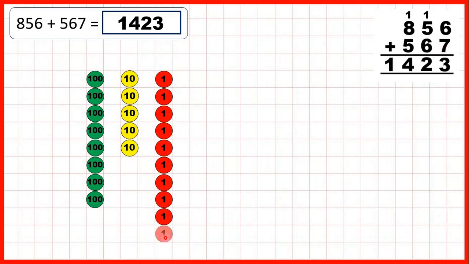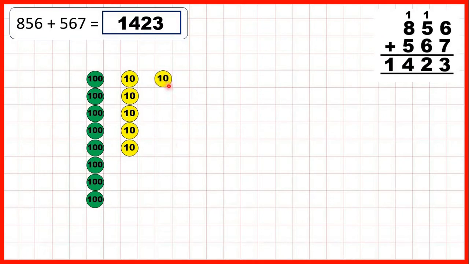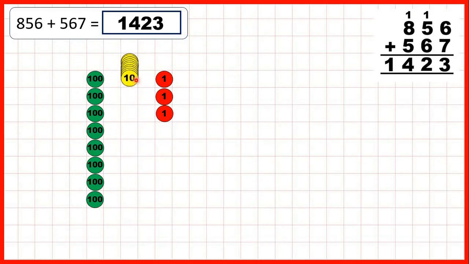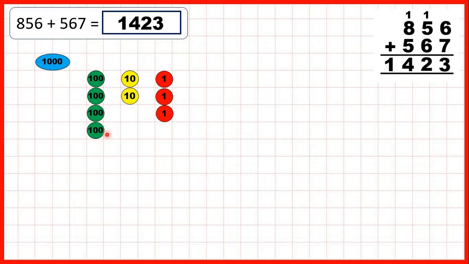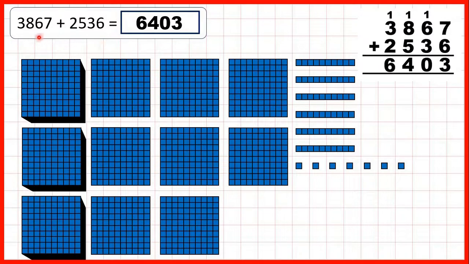Or using place value counters, remember we start by adding 7 ones. 1, 2, 3, 4, exchange, 5, 6, 7. Then we can add 6 tens. 1, 2, 3, 4, exchange, 5, 6, and then we add 5 hundreds. 1, exchange, 2, 3, 4, 5. So that gives us 1,423.